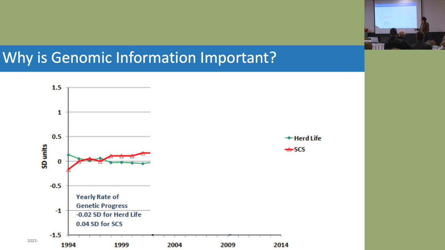Between 1994 and about 2002, herd life was decreasing, and somatic cell score was increasing. Is that good or bad? Bad. Okay, so decisive moment in dairy cattle breeding history here. Herd life and somatic cell score EBVs were included in LPI in 2002. Now, the trend for somatic cell score started to decrease, and the trend for herd life started to increase. Fantastic. But what happened in 2009?